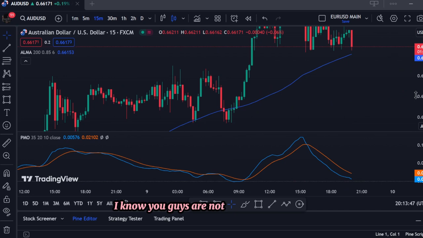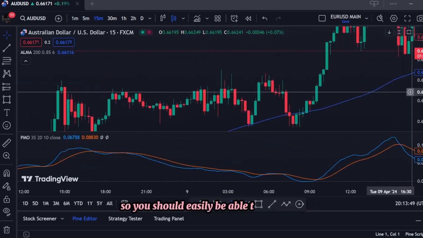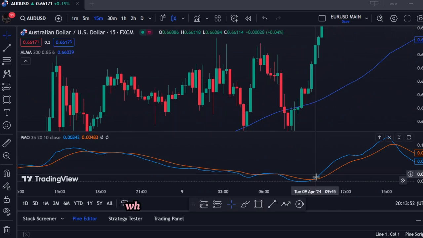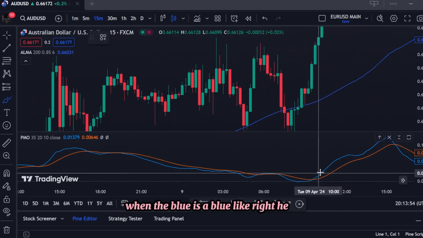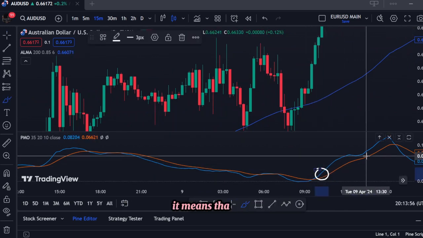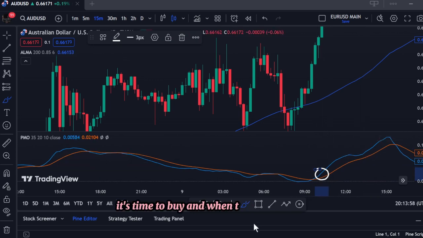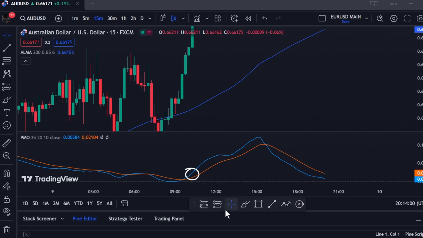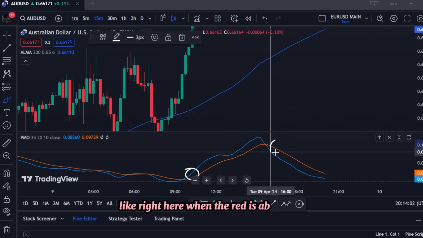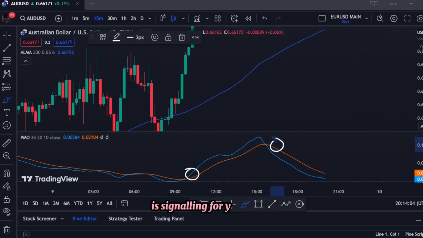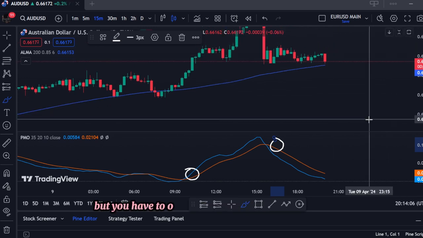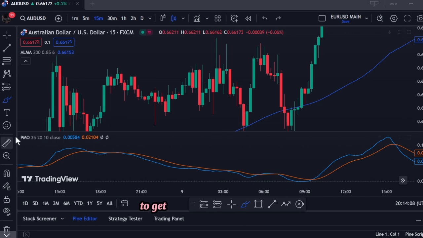I know you guys are not new to indicators, so you should easily be able to navigate and know how to use this. When the blue is above, like right here, it means that it's time to buy. And when the red is above, like right here, it's signaling for you to sell. But you have to obviously merge this to the trend to get the best time to use them. So that's a very good one.